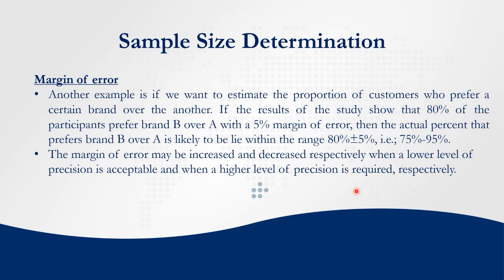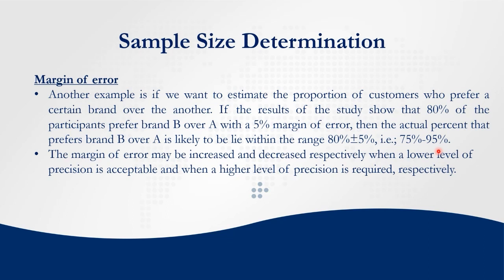So you can see that when you make the margin of error bigger, your level of precision will be reduced, because if, let's say, instead of using 5%, I use 10%. So you can see that this bracket here, I still have 80%, but my margin of error was 5%. Then it would mean that this interval will now be 70 to 90. So it's wider.